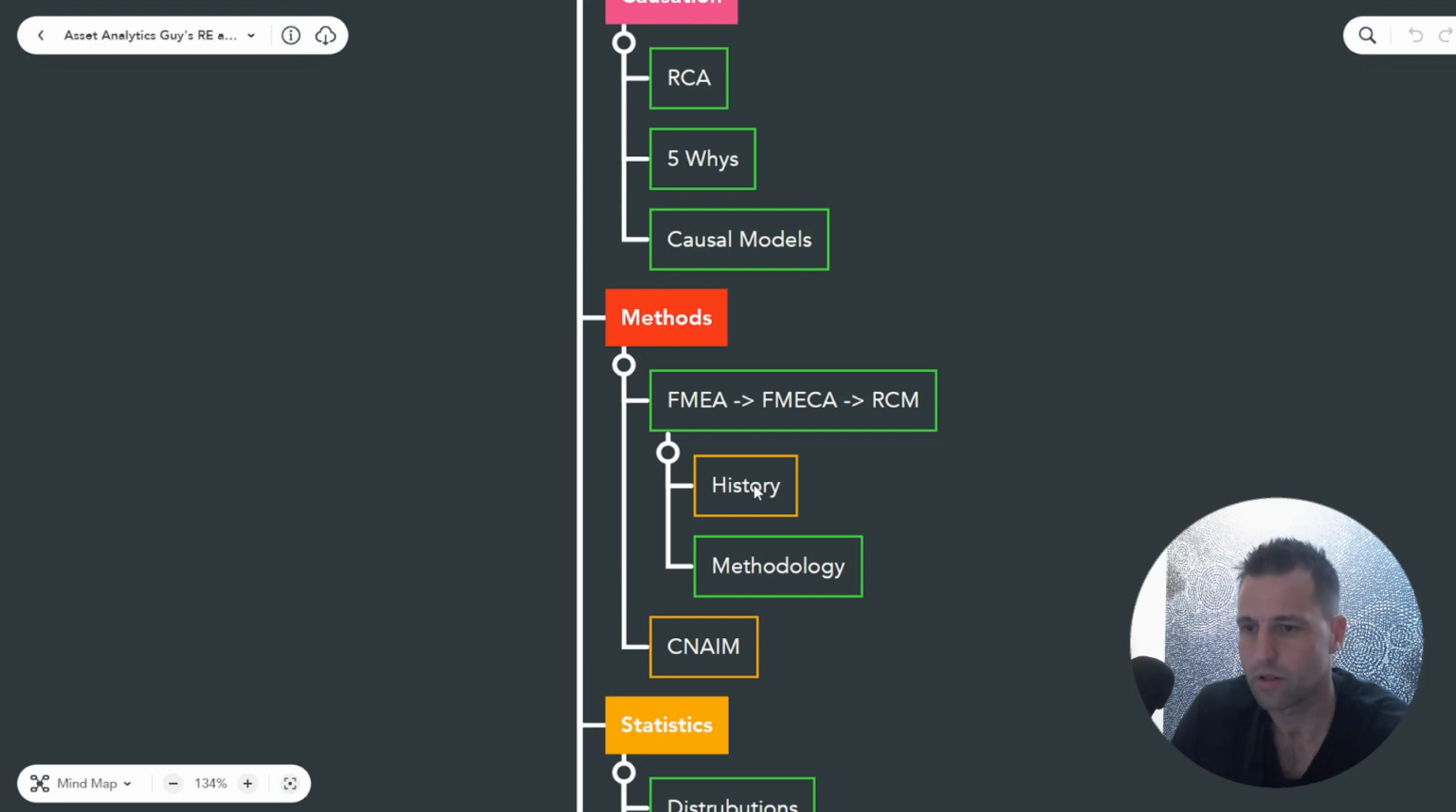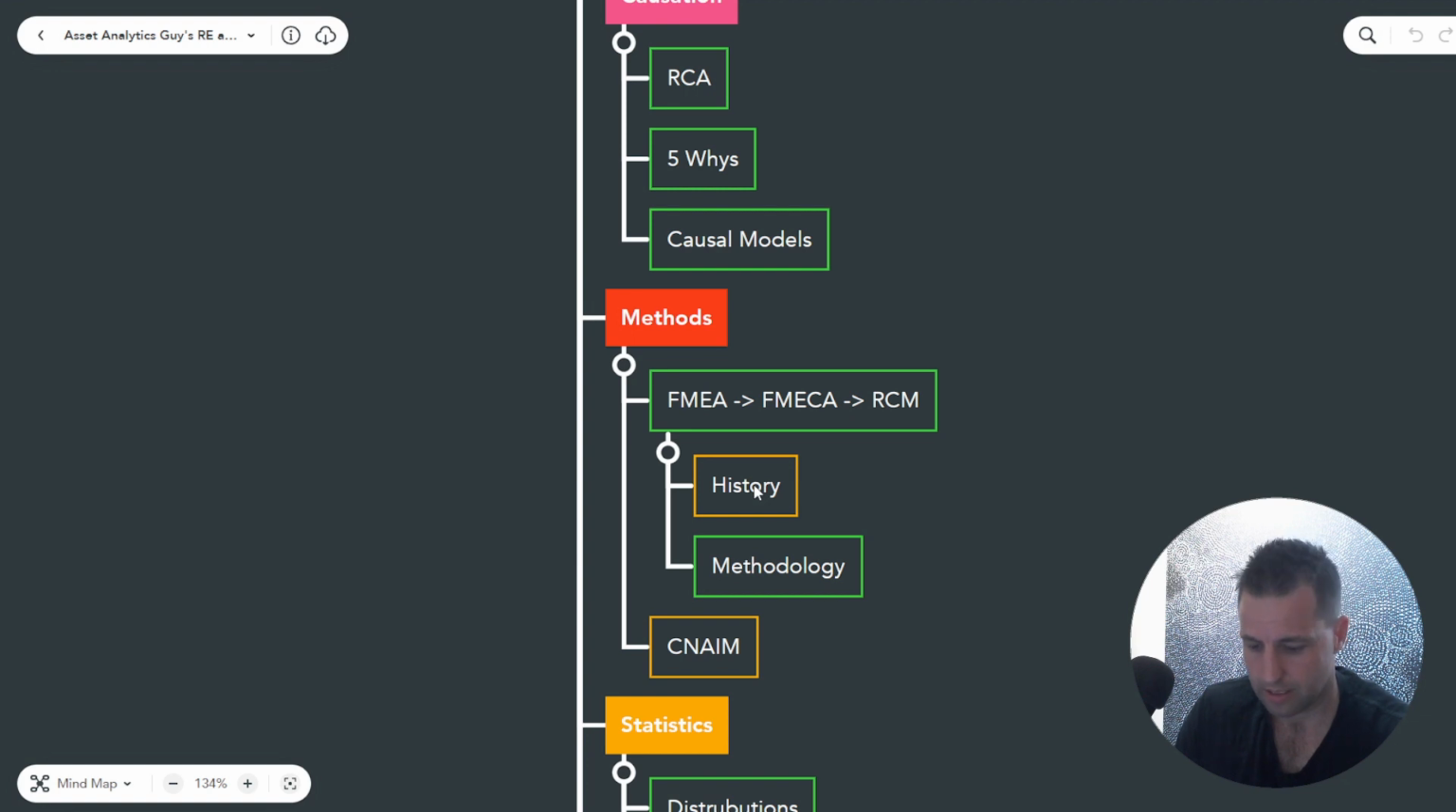So the historical ones are failure modes and effects analysis, or FMEA, failure modes, effects, and criticality analysis, or FMECA, and reliability centered maintenance, RCM. It's important to understand the history, where they come from, how they were born, because then it gives you an insight into understanding what their use cases are, what they're good at, what they're not so good at.